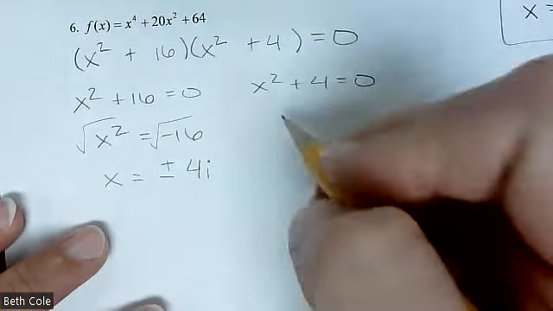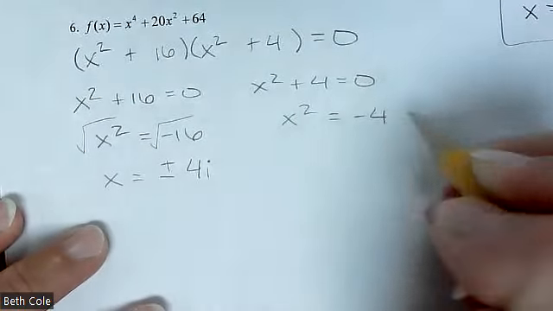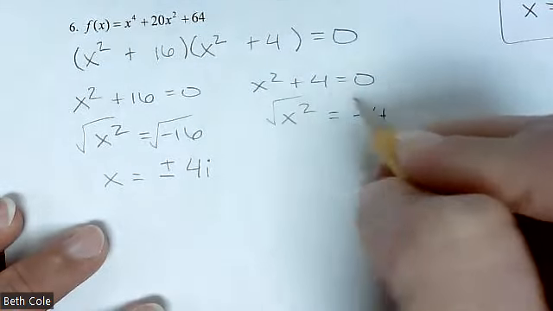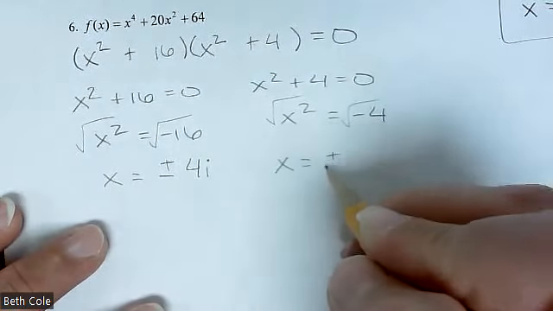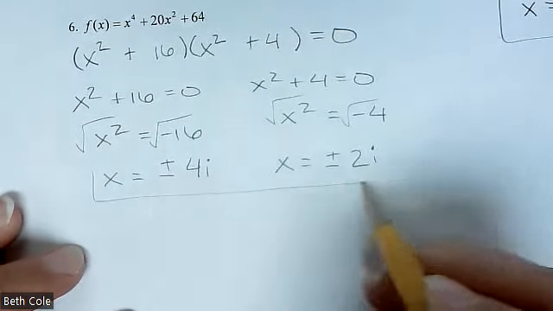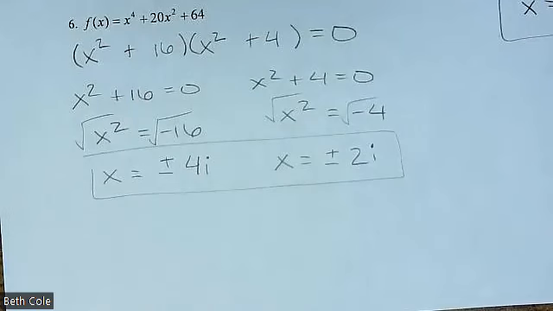And then do the same thing with this one. You would subtract over the 4. X squared equals negative 4. Square root. And you get plus and minus 2i. And is that a total of 4 answers? Yes, because it's positive 4i, negative 4i, positive 2i, negative 2i. And they're all imaginary.